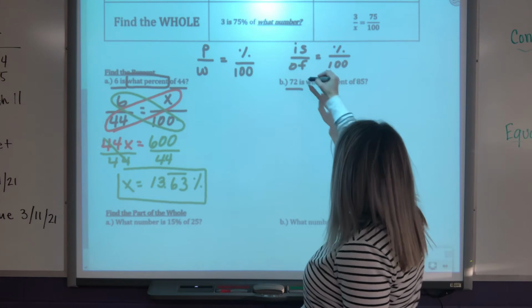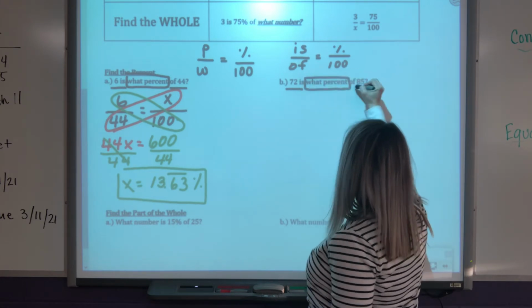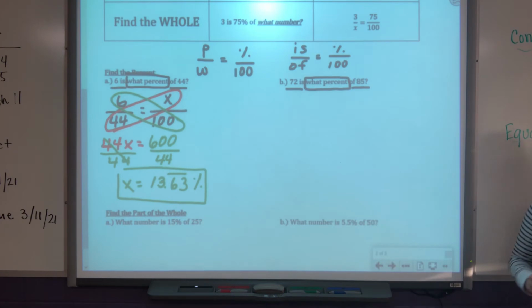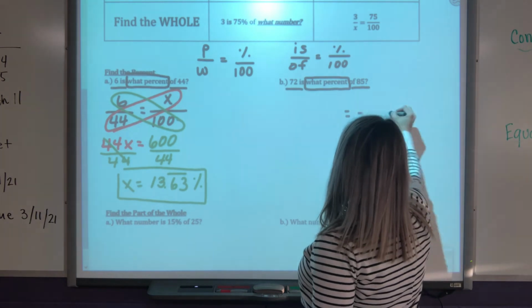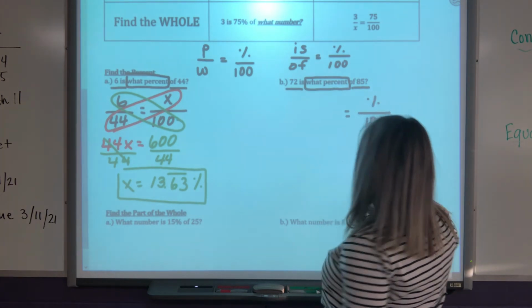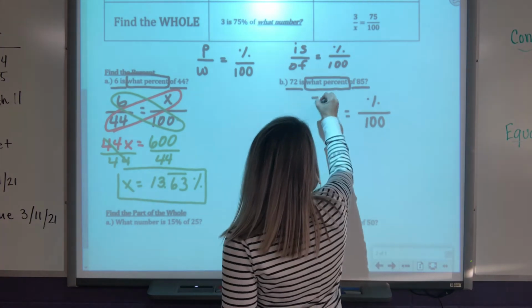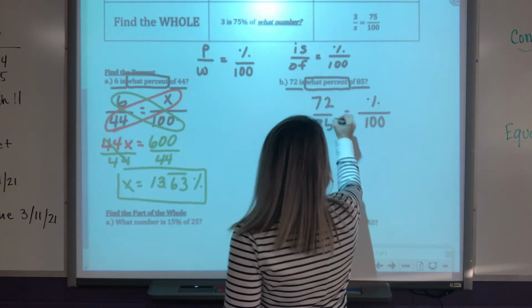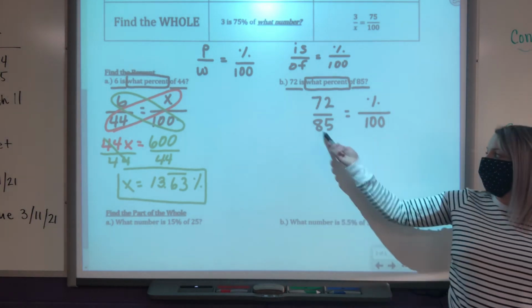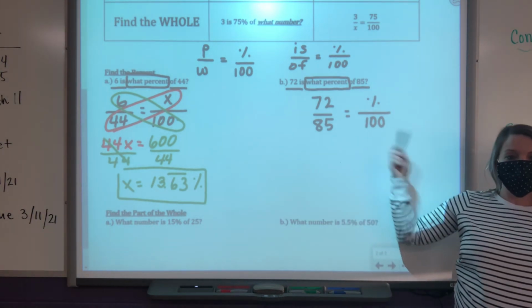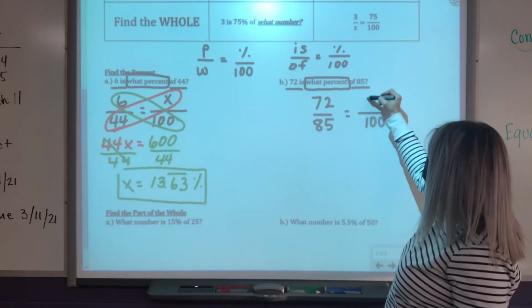$72 is what percent of 85? What are we looking for? Our percent. We don't know our percent, so it goes over 100. What is our other ratio? 72 over 85. Can I get from 85 to 100 easily? No. So I have to use cross products.